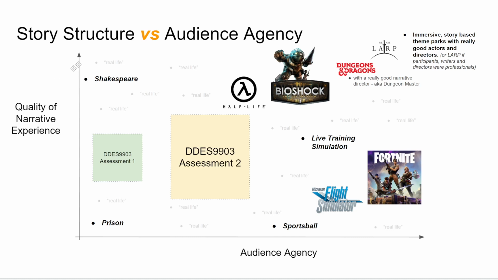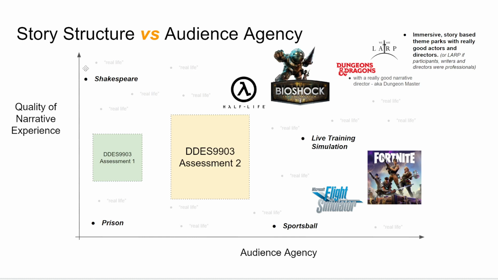Let's put Shakespeare there. But the problem with Shakespeare, I guess, it's not really a problem, but a characteristic of Shakespeare and plays and traditional linear stories that we talk about, is there isn't really any agency. So you see this story structure and audience agency. You have quality of narrative on this axis and then audience agency on this axis. Shakespeare has a very high level of quality narrative experience, but no agency really.